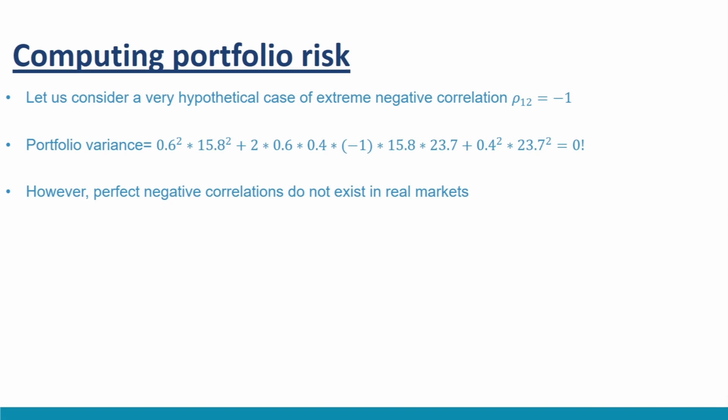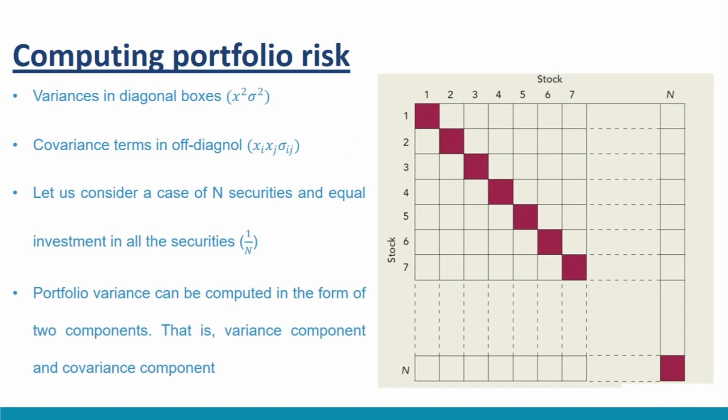The concepts developed here also hold for a portfolio of multiple stocks. Let us develop the formula to compute the portfolio risks for a portfolio of multiple stocks. We'll approach this problem in the same manner as filling boxes with respective risk components. As earlier, the diagonal boxes here represent the risk weights associated with variances, that is x square into sigma square. The off-diagonal boxes represent risk weights associated with covariance terms, that is xi xj into sigma ij. Let us consider a case of n securities.